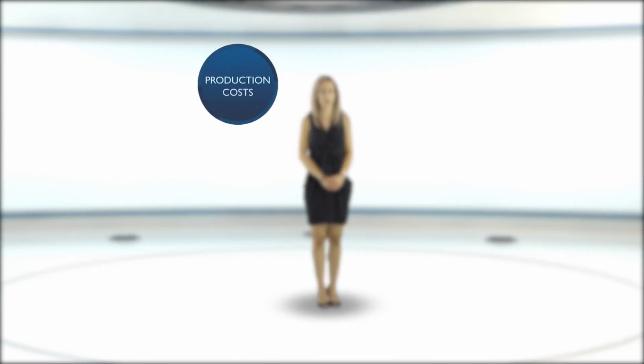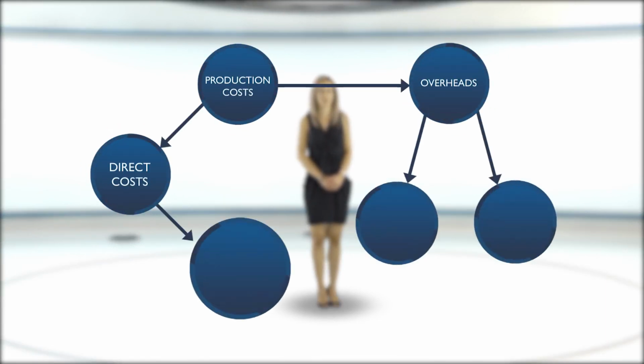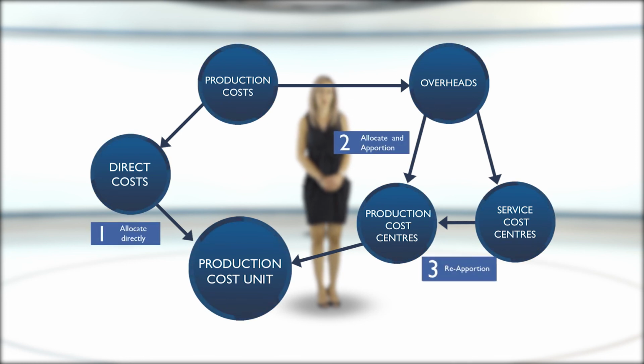So let's summarize everything we learned in this session. We saw that absorption costing helps us calculate the full production cost per unit. And we learned that it goes through a few stages, beginning with allocating overheads, apportioning them, reapportioning them, and absorbing them into the cost unit. We will learn how each of these processes work in a bit more detail in the next couple of sessions.